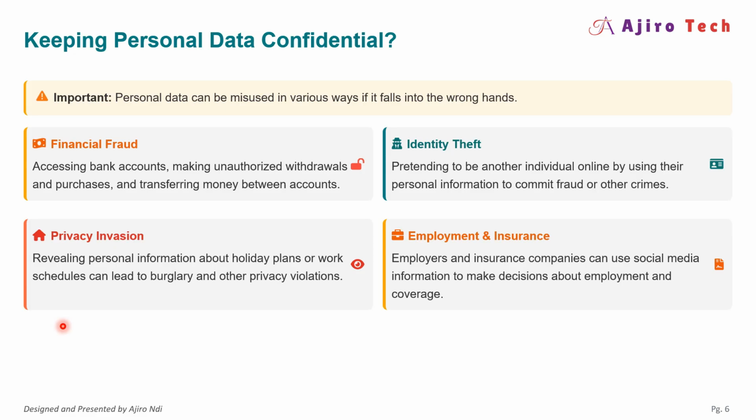In terms of employment and insurance, employers and insurance companies can use social media information to make decisions about employment and coverage. So you have to be careful, because there's something called background checks. They run a lot of background checks, right? They carry out these background checks to know a person. And what ways do you think they're going to use it? Yeah, they're going to use online presence. Does this person have an online presence? What do they do? Especially as ladies, you have to be careful. If you're looking for a big time gig, a big time job, they run background checks on you.